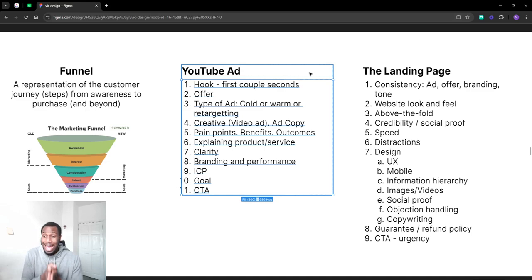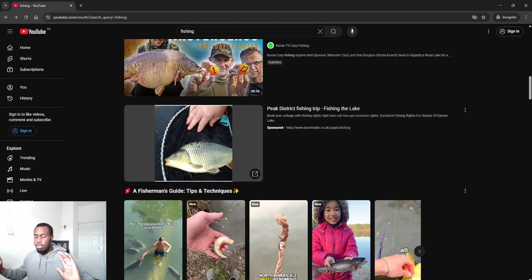In terms of the type of ad that they're going for, usually you can get cold, warm, or retargeting. So cold means I've never seen this ad before. This is my first time seeing this ad, that's why I'm being served it. Warm means I've probably been searching for fishing. Maybe I've followed a couple of channels that are fishing related, and that's why I've been served this ad. Retargeting means I've probably been served this ad before, maybe from the same company but in a different format, and I'm just being retargeted because they have a new offer, or they want to let me know again about their product or their offering.